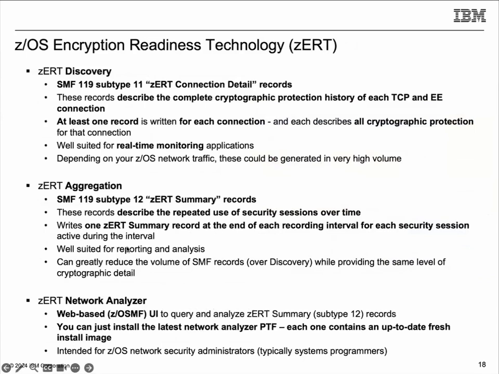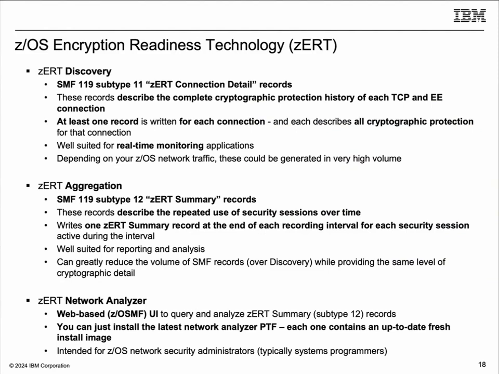zERT was introduced several years ago, and the first wave was called zERT Discovery back in V2R3, and introduced these things called zERT Connection Detail Records, SMF 119 subtype 11. So these records describe the cryptographic protection history of every TCP and EE connection, and we'll write out at least one of them for every connection. Well, that's a lot of great detail. It's also a lot of SMF volume.